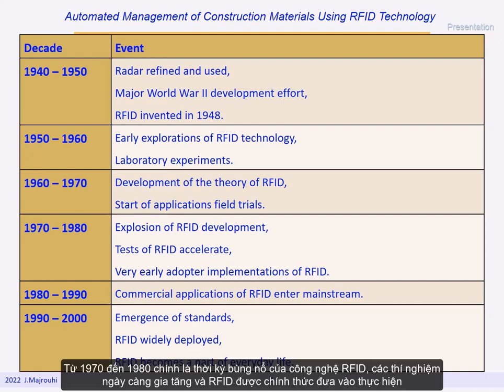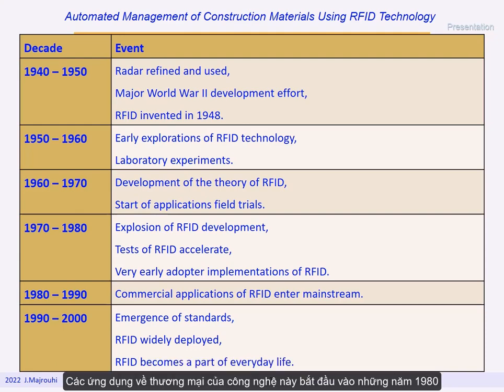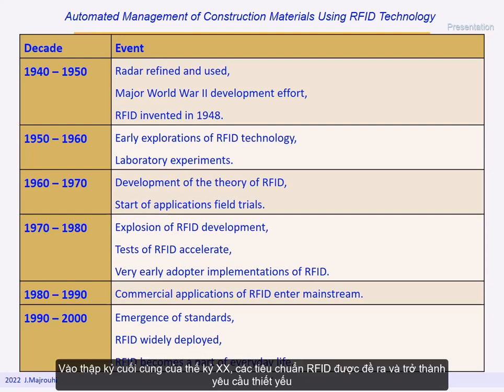1970 to 80 was the explosion era of RFID. Tests were accelerated and RFID started to be implemented. Commercial applications were initiated in the 1980s. In the last decade of the 20th century, RFID standards emerged and it became a daily life need.